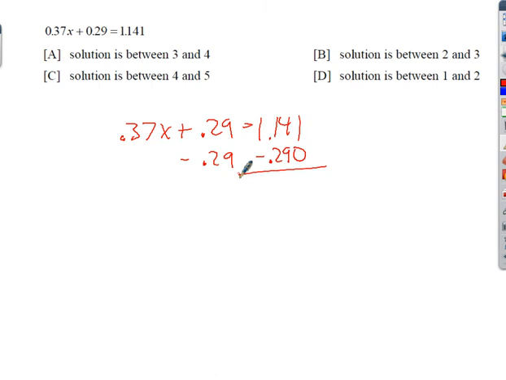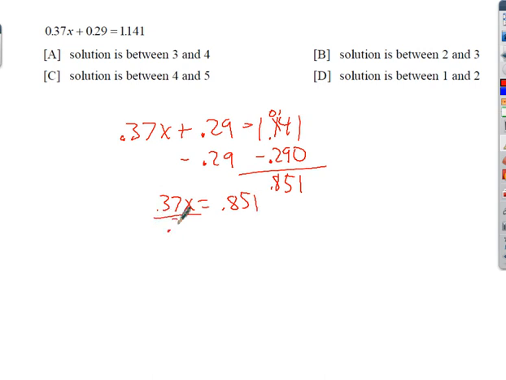And, alright, so let's see. 1 minus 0 is 1. 4, I need to turn that into 14, and different people learn this different ways, but I got a 5 over here, and 0.8. Okay, so 0.851. So I got 0.37x equals 0.851.